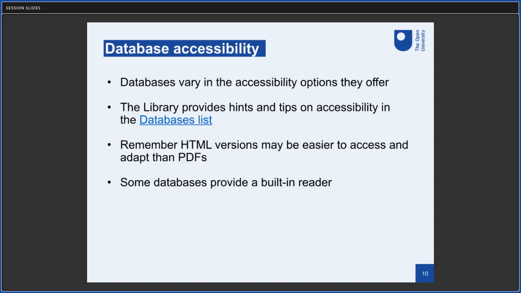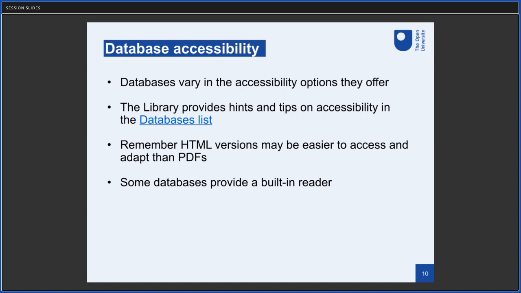So, database accessibility. Some of the library databases offer some accessibility features, but these will vary. It can be helpful to check out the help section within an individual database to find out what guidance and accessibility features are available. We also provide accessibility tips for selected databases in the library's database list. This includes instructions for screen readers and keyboard users.